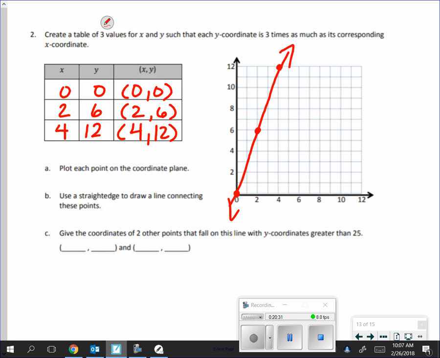Give the coordinates for 2 other points that fall on this line with y coordinates greater than 25. So obviously I'm not going to do an x over here with a 1 or a 6 or anything small. It needs to be with an x coordinate greater than 25.